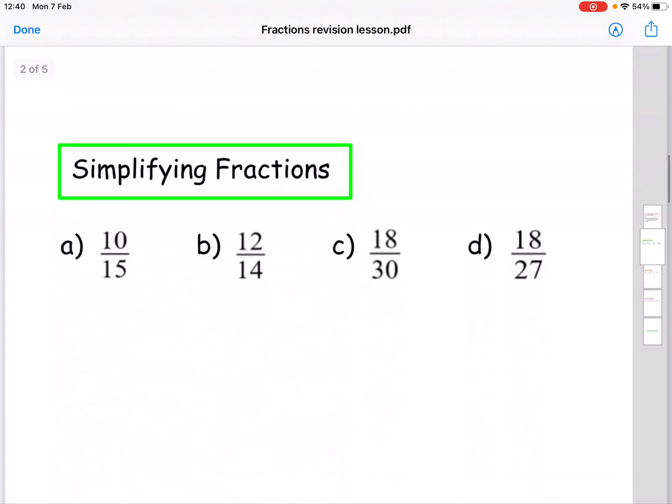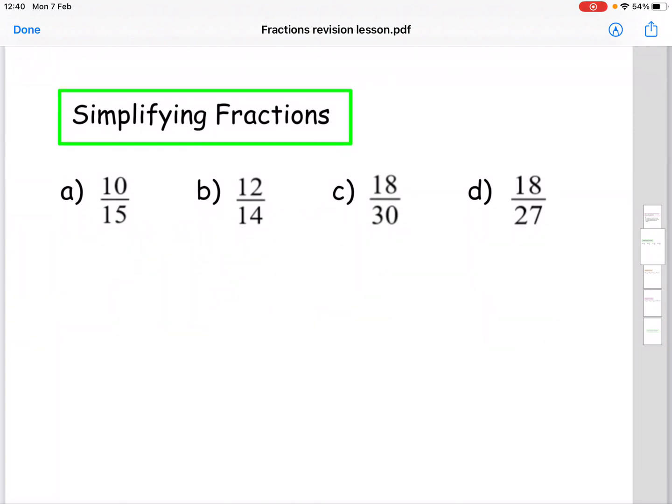So to start with, we will go over simplifying fractions. The rule here is really simple. All we are looking to do is to divide the top and the bottom of your fraction by the same number until you cannot divide it down any further. Once you've divided it down and it can't go down any further, it is fully simplified.